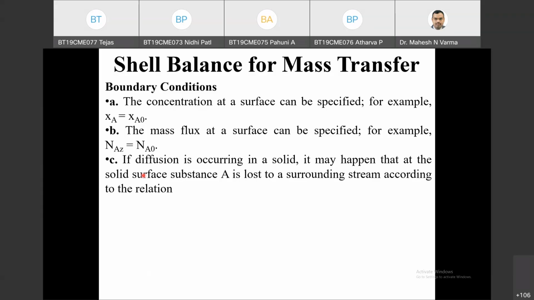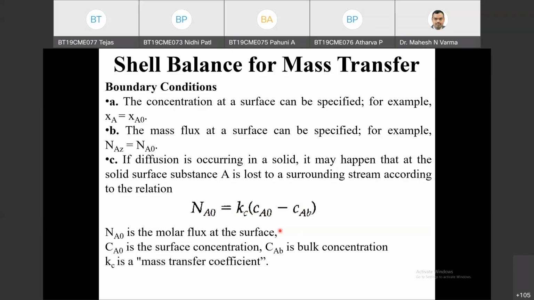Okay. So this is similar to Newton's law of cooling in heat transfer, and here it is the Slattery equation. If from a surface to a flowing stream, the flux can be calculated by using the Slattery equation and the mass transfer coefficient. So from the surface to a flowing stream, using the mass transfer coefficient, this is Newton's law of mass transfer. N_A0 is the molar flux, C_A0 is the surface concentration, and k_c is the mass transfer coefficient.